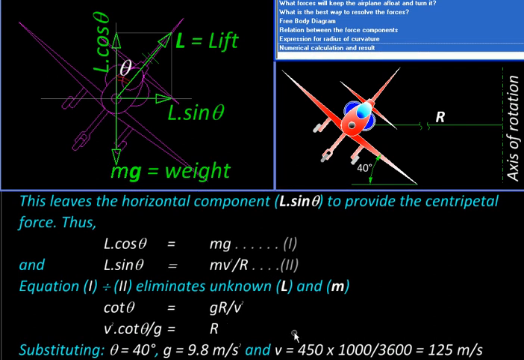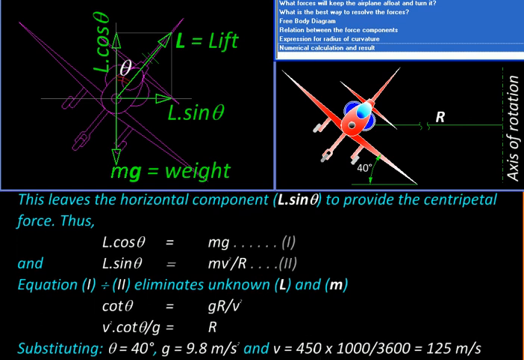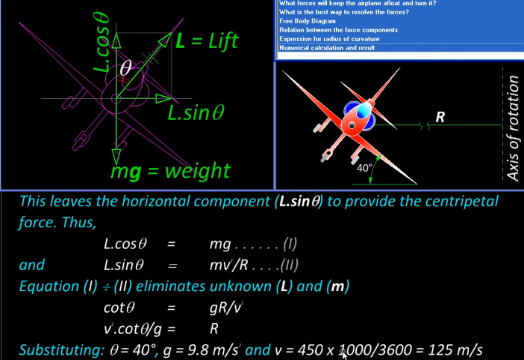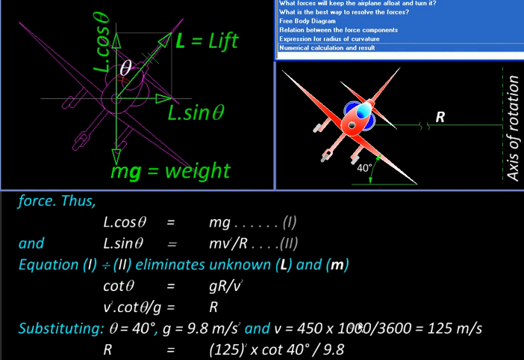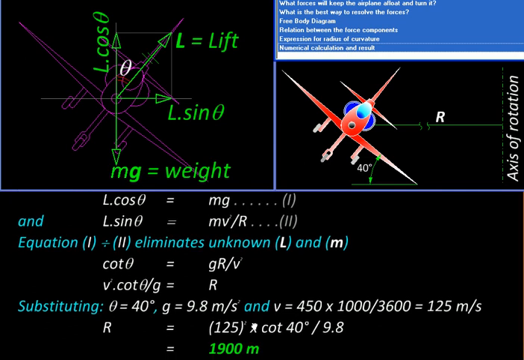Before we do that, be careful and make all the given quantities into the same system of units. V is 450 kilometers per hour. So multiply by 1000 to make it meters and divide by 3600 to make it per second. So that's how we get 125 meters per second. And then it is just a matter of substituting into this expression and calculating the radius of curvature of the turn the plane is taking. It turns out to be 1900 meters.